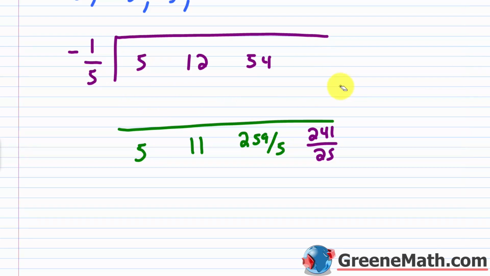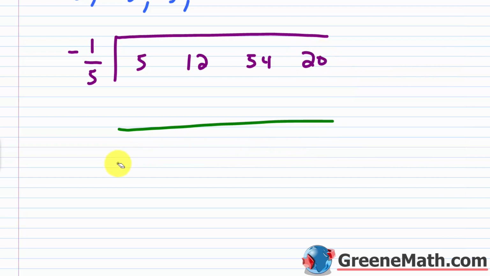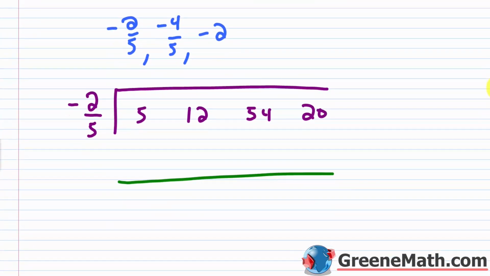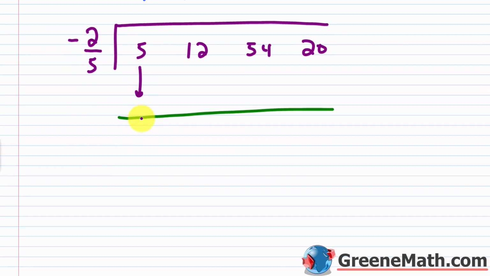So let me just erase this, and let me put this back to 20. And let me erase this and scooch up here for a second, and get rid of this one. And let's go to the next one, which is -2/5. All right, so we're going to repeat this process again. Drop this down. -2/5 times 5. The 5s would cancel. You'd have a -2. 12 plus -2 is 10.